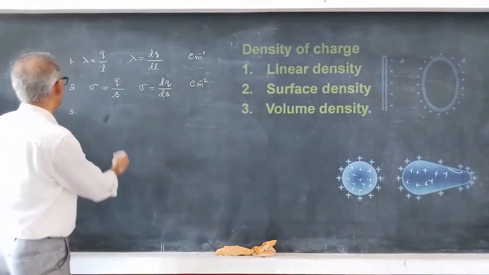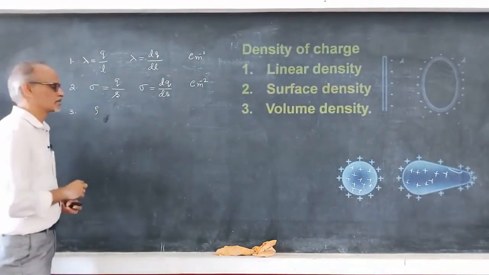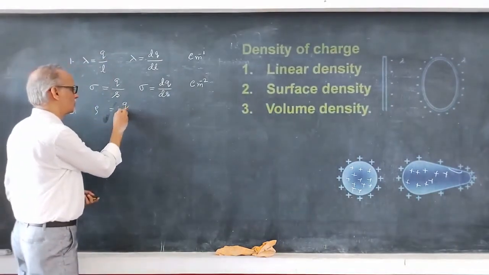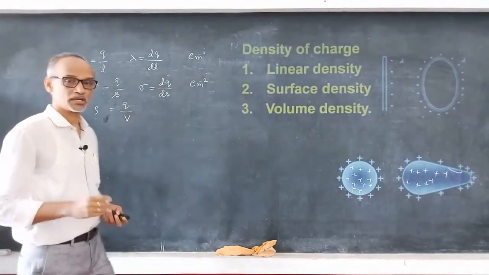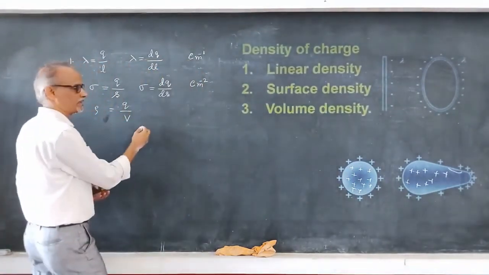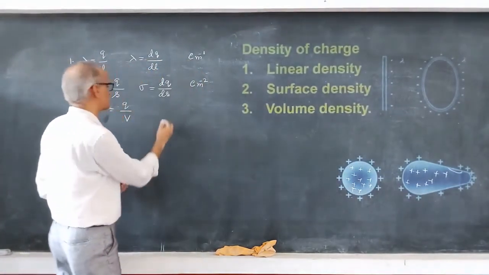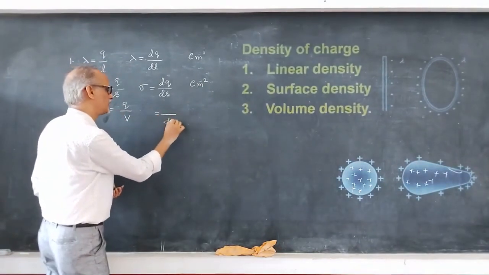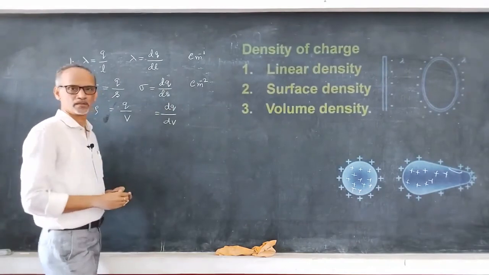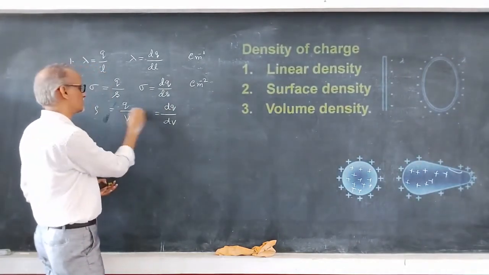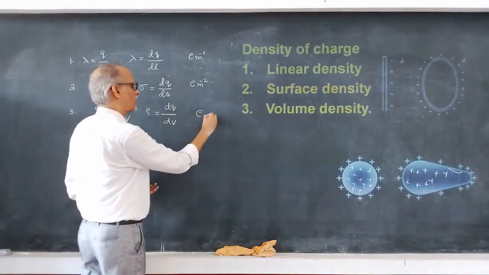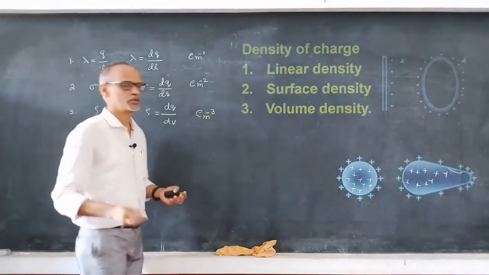The symbol used for that is rho. Volume density of charge is defined as charge per unit volume, where the charges are uniformly distributed. If the distribution is not uniform, then select a very small volume dV, in which the charges dq must be uniformly distributed, and the symbol is rho. It's charge per unit volume, so the unit has to be coulomb per meter cube.